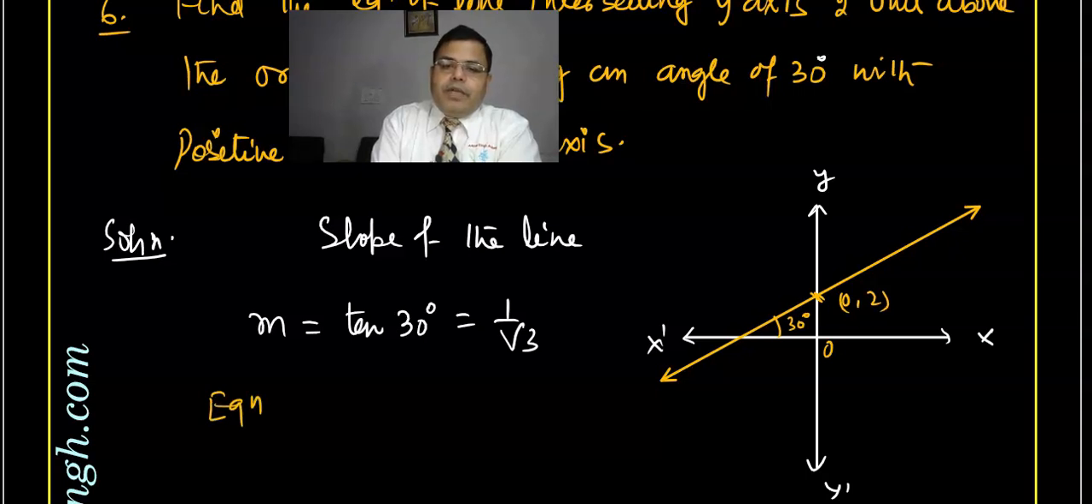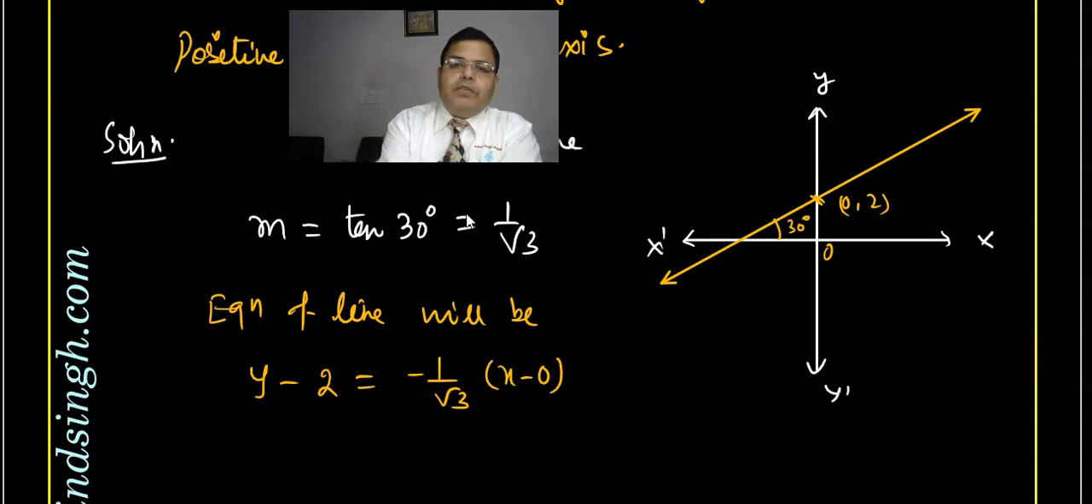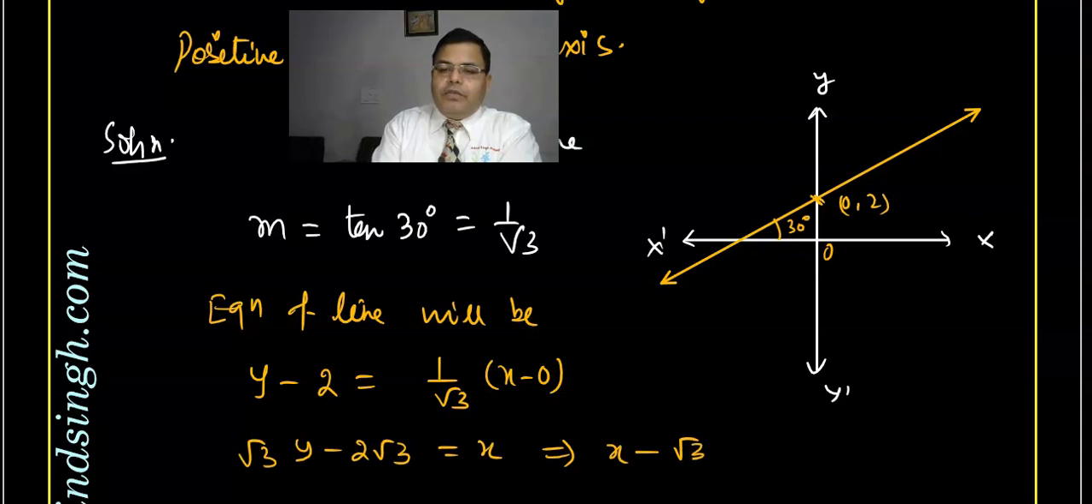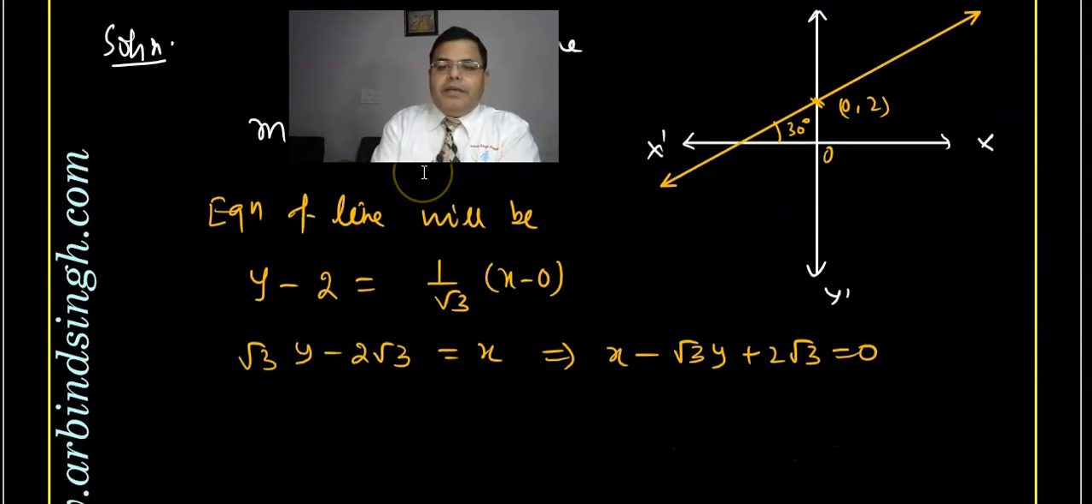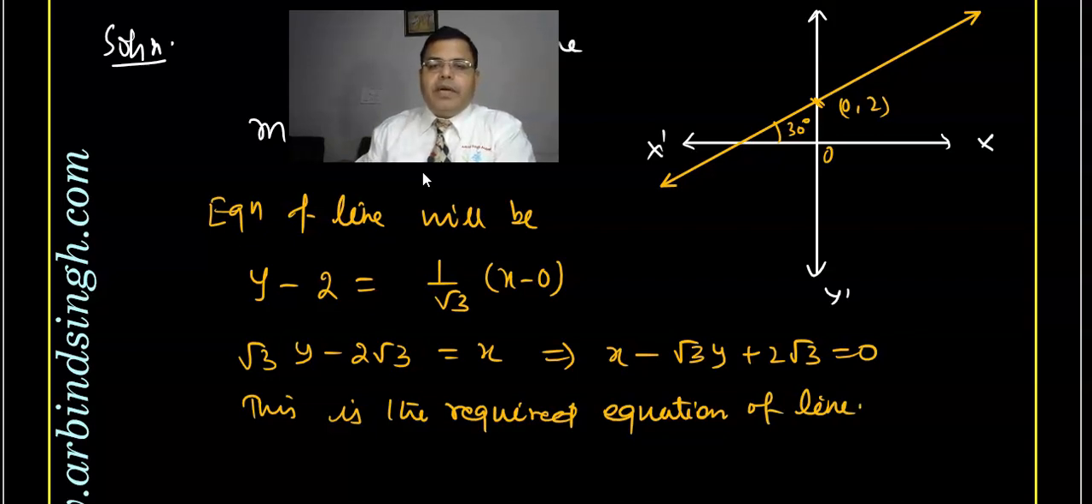So the equation of line will be what? Using the one point form, y minus y1, that is 2, equals slope 1 by root 3 times x minus 0. Not negative, but a positive slope is there, right? So we can write it as root 3 y minus 2 root 3 is equal to x, and therefore x minus root 3 y plus 2 root 3 is equal to 0. This is the required equation of line.